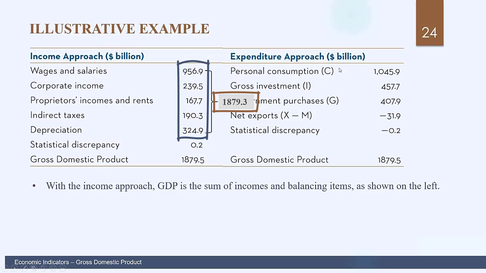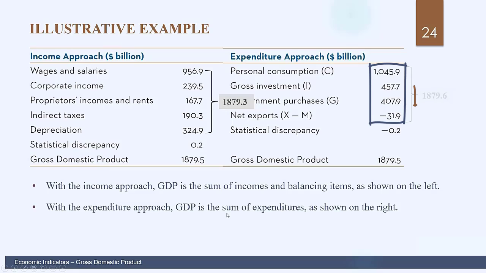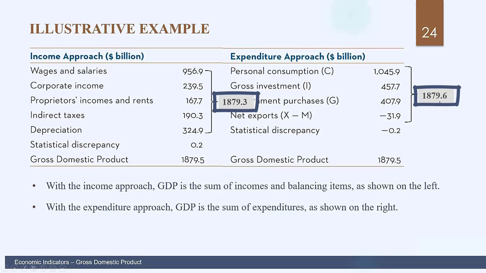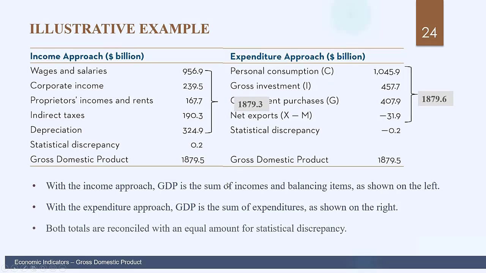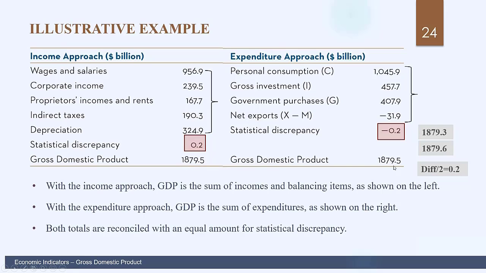Now, for the expenditure approach, we add our C plus I plus G plus net exports, and we would get 1879.6. So they're very close, but there is a bit of a difference. The statistical discrepancy is just the difference between these two figures divided by 2, and that's equal to 0.2. We take 0.2 and add it to the lower estimate, but subtract it from the higher estimate. Then we get gross domestic product being the same for either approach. In this case, the gross domestic product is 1879.5, and that's in billions of dollars.